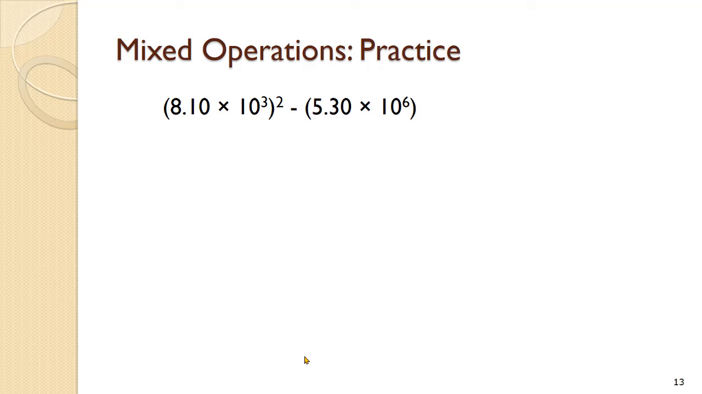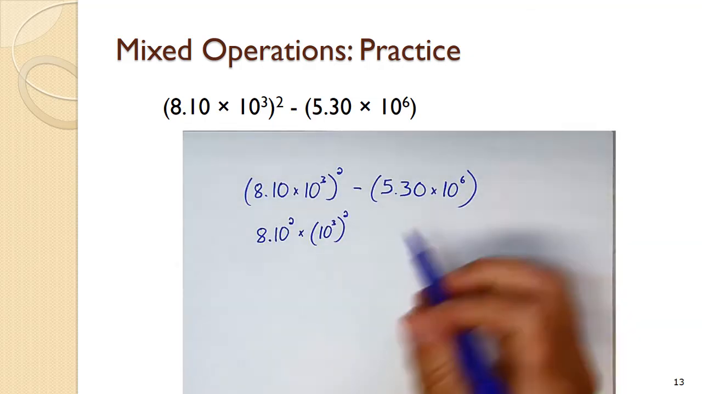Okay, one last problem here to tie in the work that we've done with order of operations. 8.10 times 10 to the 3rd squared minus 5.30 times 10 to the 6th. Pause the video, see if you can work that out, and unpause when you're ready to see the solution. If you can do this problem, then you can do just about anything. This is our last problem, and then we're going to bring this to a close. All right, here we go.